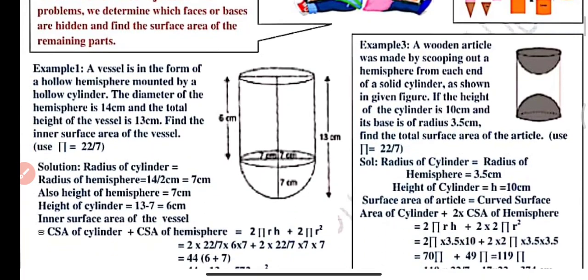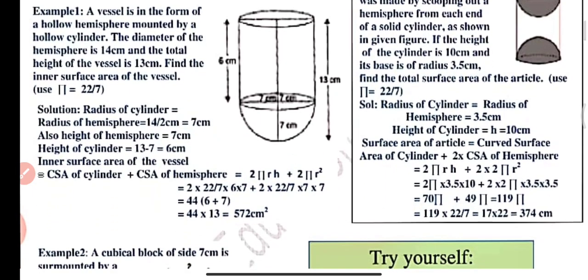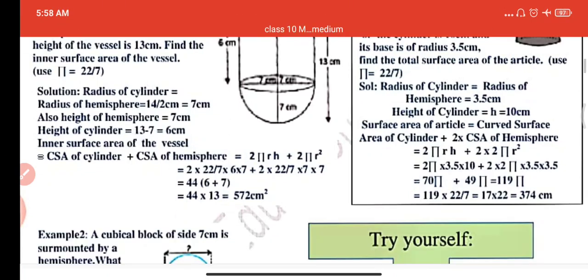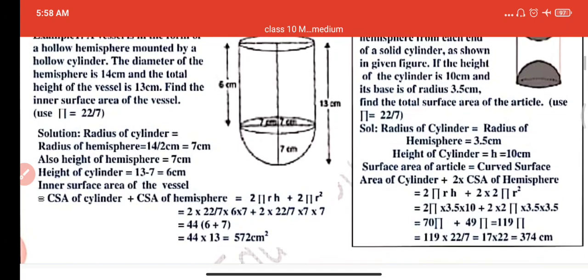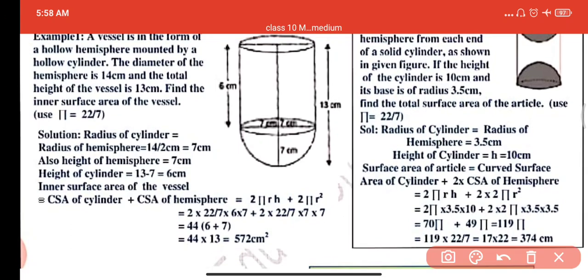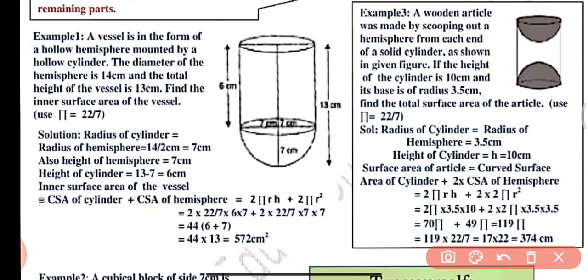So let's begin with example number 1. A vessel is in the form of a hollow hemisphere mounted by a hollow cylinder. You can see in the figure here, and the diameter of hemisphere is 14 centimeter and the total height of vessel is 13 centimeter. Find the inner surface area of the vessel and use pi as 22 by 7.